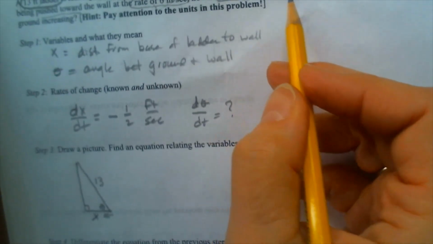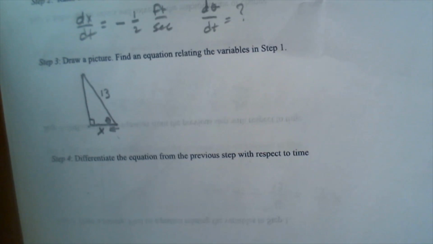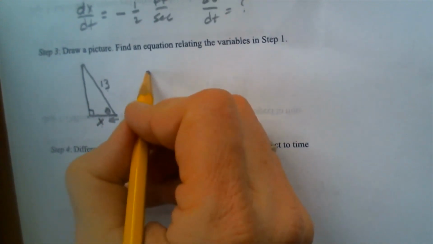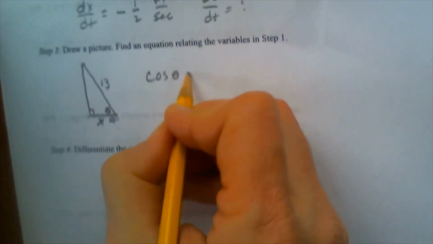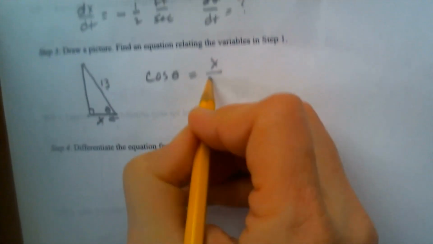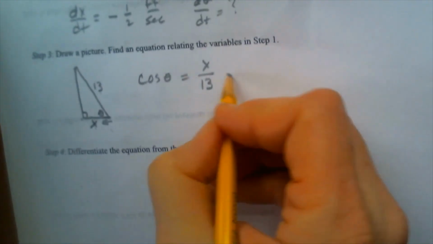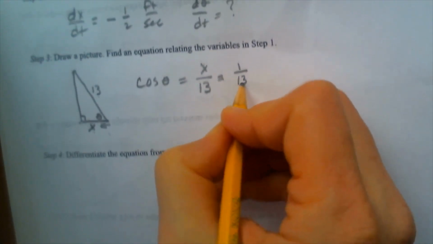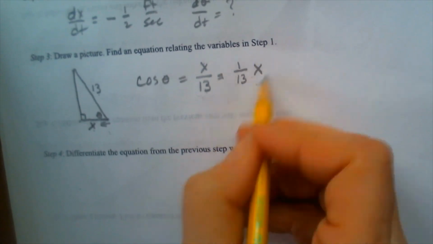We don't know that. How fast is the acute angle increasing? So we have a picture here, right triangle, and because we have an adjacent side and a hypotenuse, and we can use right triangle trig, we can say the cosine of theta is equal to the adjacent divided by the hypotenuse. And a better way of writing this is 1/13 x, because when we take the derivative, it'll be easier to take the derivative of this rather than in this form.